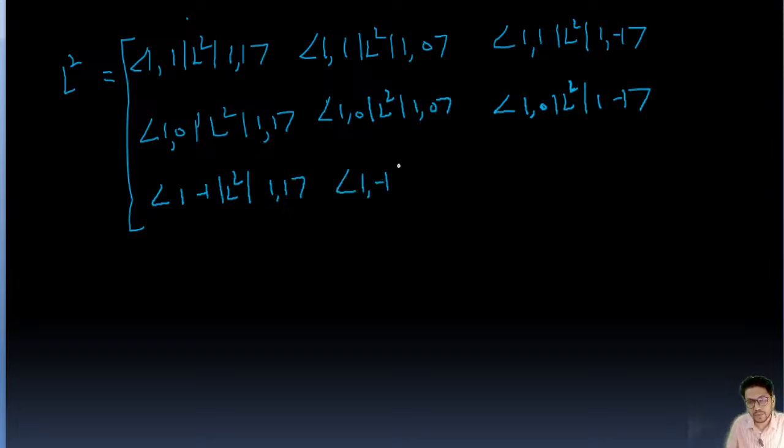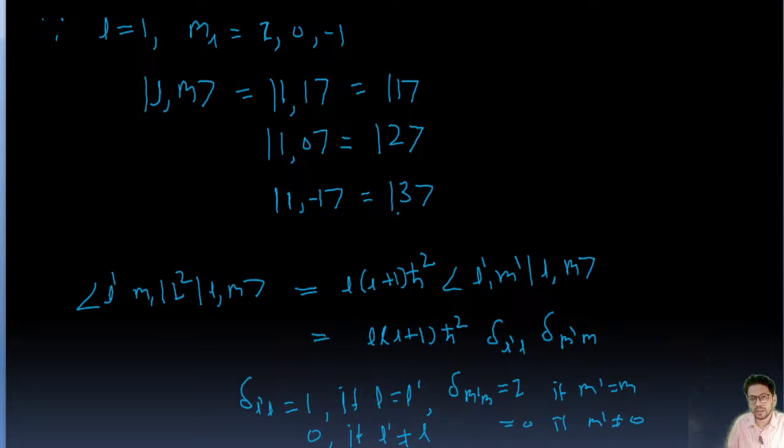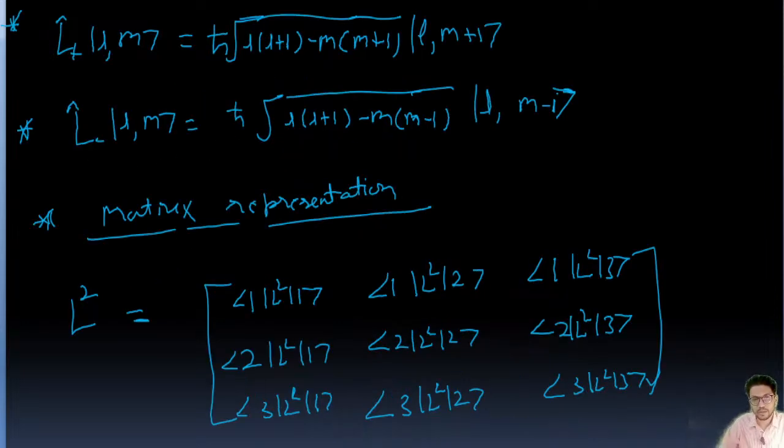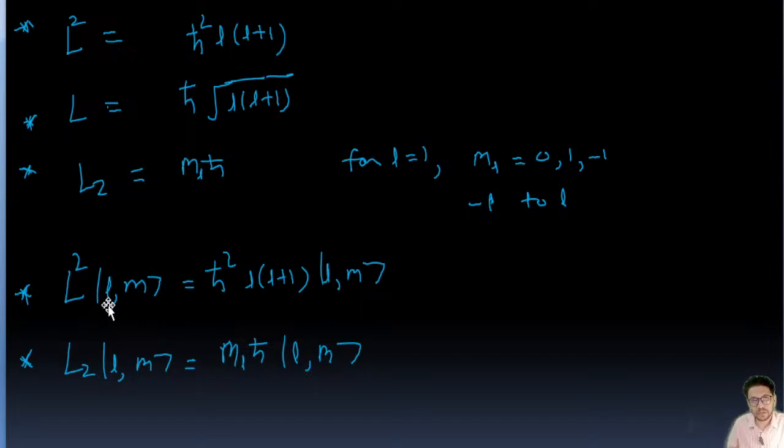Similarly, 1 minus 1 L square, 1, 0. And this is 1 minus 1 L square, 1 minus 1. Okay, so these are the values. You can see here I have told you this one. So L square Lm will give the eigenvalue, and there is no change in state for L square and Lz.